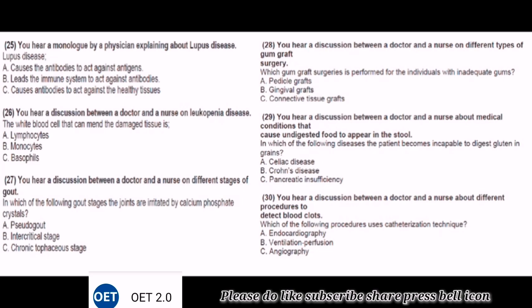Question 29. You hear a discussion between two doctors about medical conditions that cause undigested food to appear in the stool. Now read the question.